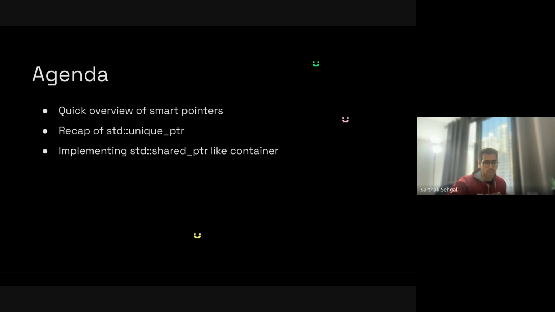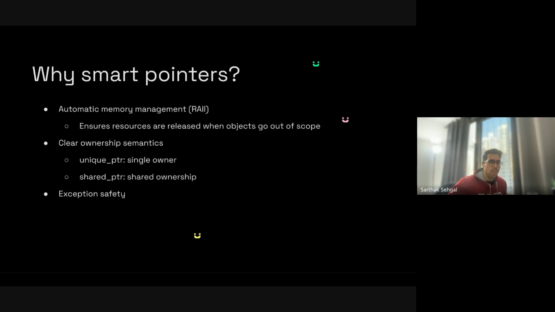Let's do a pretty quick overview of smart pointers. As I mentioned in the previous session, why do you use smart pointers as opposed to raw pointers in C or C++? The primary advantage of using smart pointers is that they provide automatic memory management, something called resource acquisition is initialization. What it basically means is that whenever your pointer goes out of scope, the memory associated with that pointer, if there is any memory associated, will be automatically deleted, and I'll talk a bit more about this in the next slide.